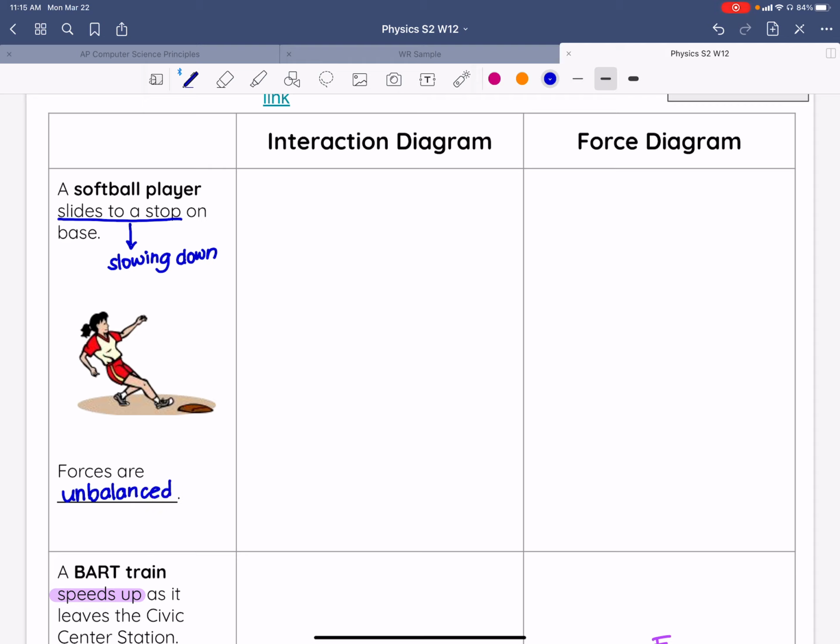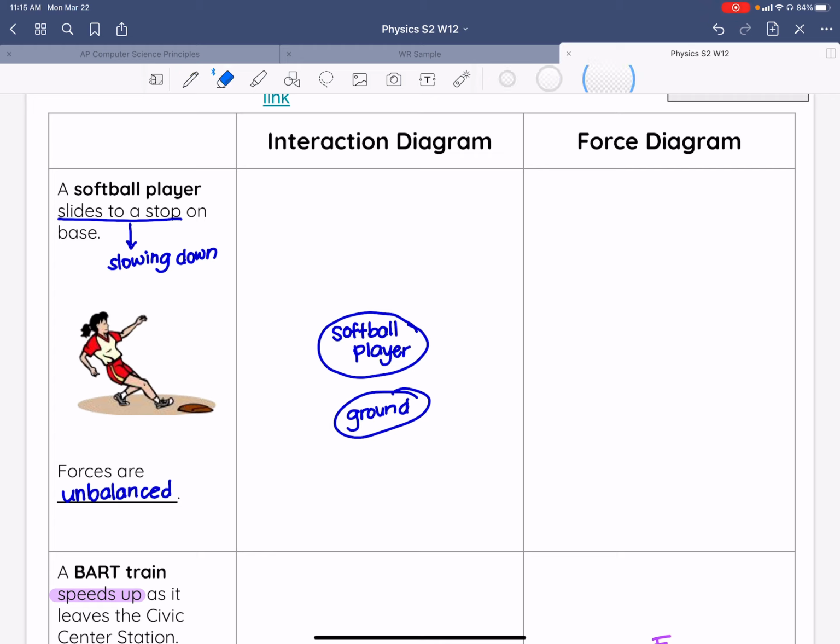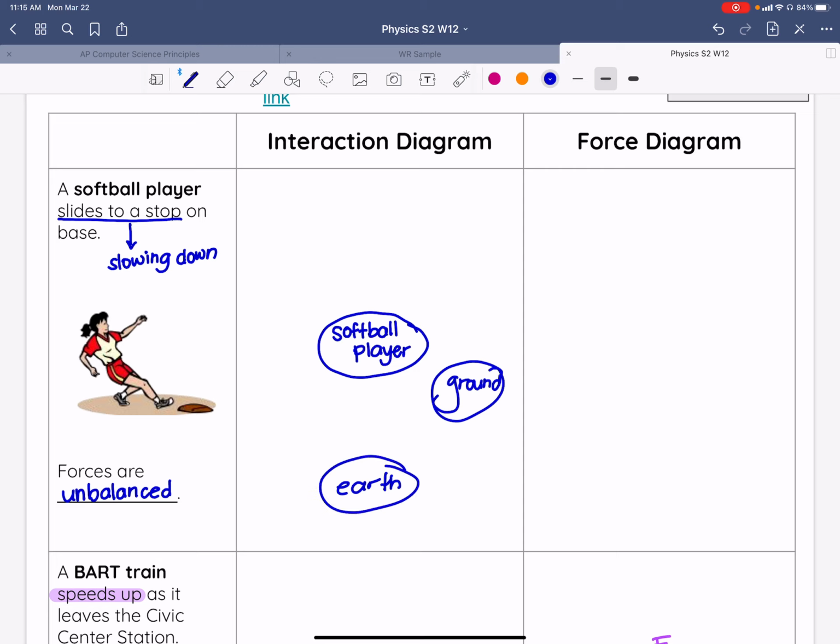And so the interaction diagram for our softball player would be our main focus here. Okay, and she is standing on top of the ground. Actually, I'm going to move this over a little bit. So she's standing on top of the ground, and they're all on Earth. Okay, so the softball player standing on top of the ground would be a normal force, and they both have an interaction with the Earth.